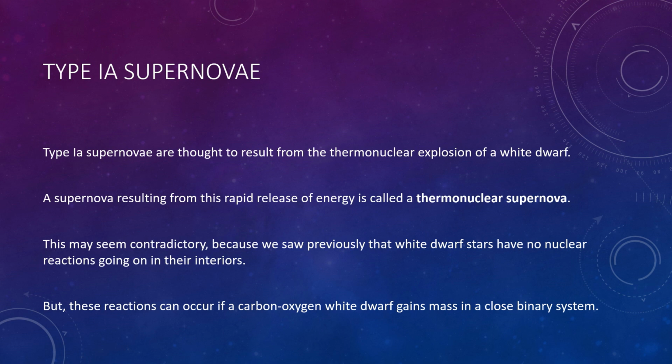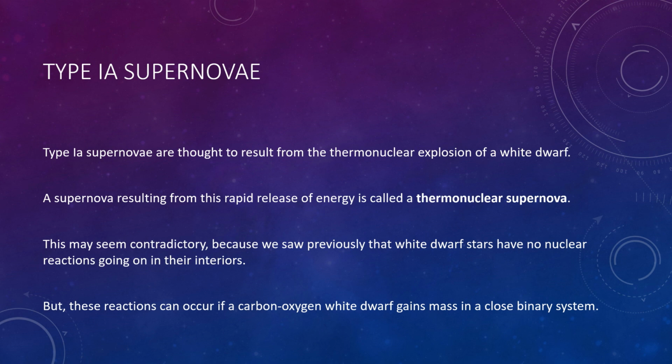Type 1a supernovae are not the death throes of massive supergiant stars. Instead, type 1a supernovae are thought to result from the thermonuclear explosion of a white dwarf star. Recall that thermo in thermonuclear indicates that high-speed collisions are taking place at very high temperatures to fuse atoms together. Furthermore, a supernova resulting from this rapid release of energy is called a thermonuclear supernova. As we will see, a thermonuclear supernova begins with a white dwarf.